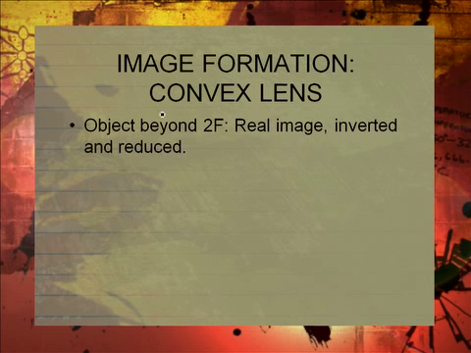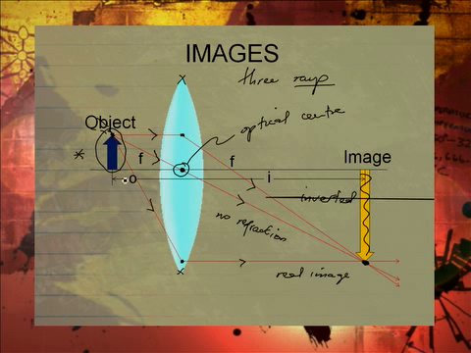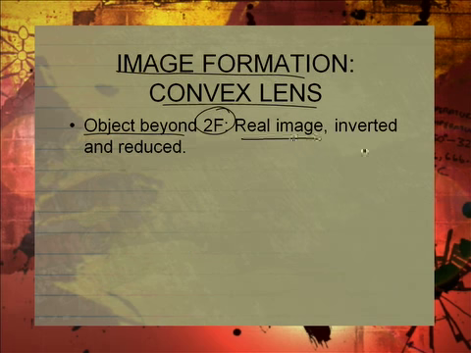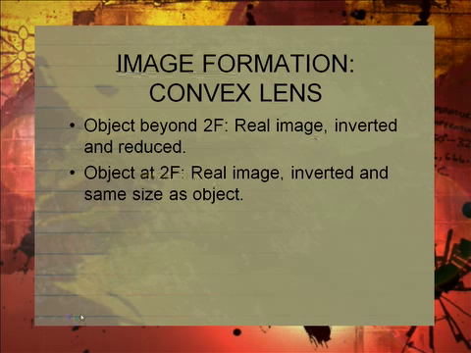Right, welcome back. Let's quickly wrap up the formation of images. When we're looking at image formation, if an object is beyond 2f, now what do we mean by beyond 2f? Here you would have f, you would have 2f, and beyond 2f somewhere there. If the object is there, you would have a real image, inverted and reduced, in other words, smaller than the object. If the object is at 2f, you will have a real inverted image, and the image will be of the same size as the object.